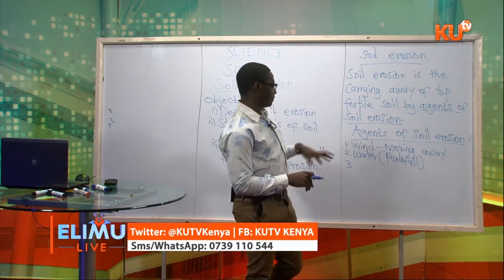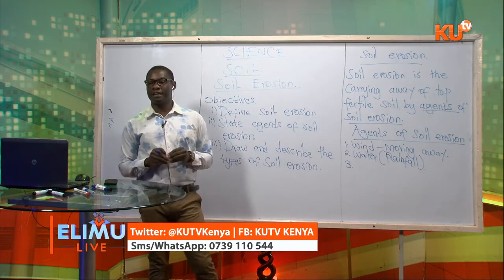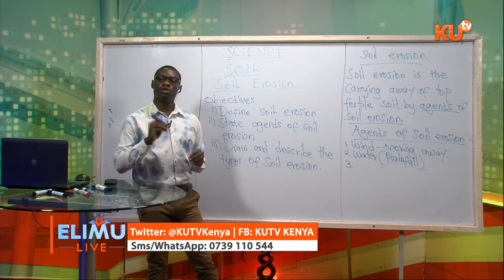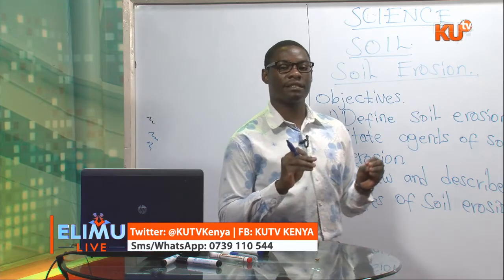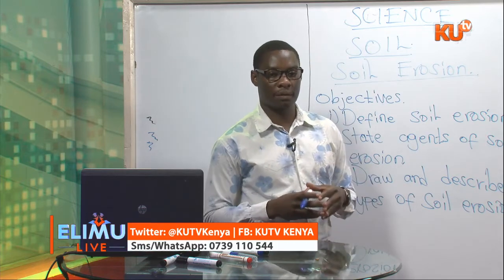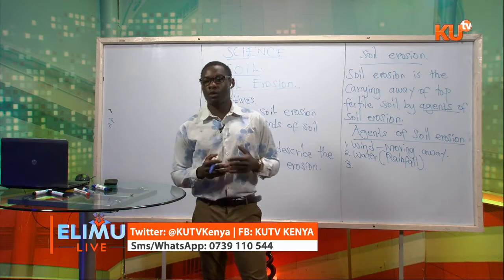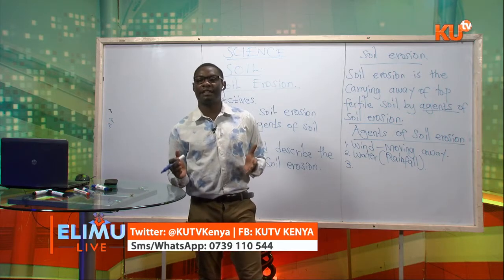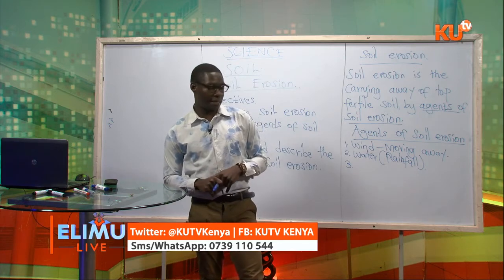Rainfall, in terms of water, is an agent of soil erosion such that when it is raining, the water usually hits the ground. When it hits the ground, it makes the soil particles to be loose. And as water collects itself, it starts to flow. So as it is flowing, it carries some soil particles from one point to another.